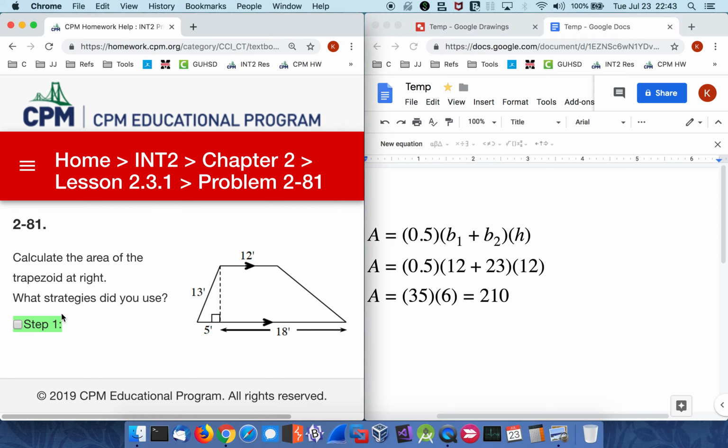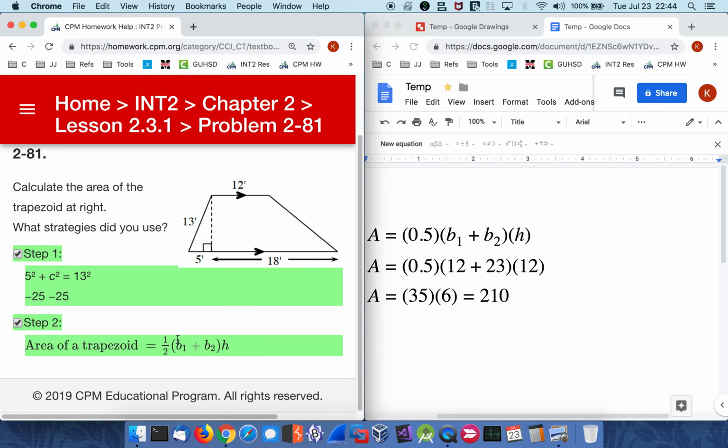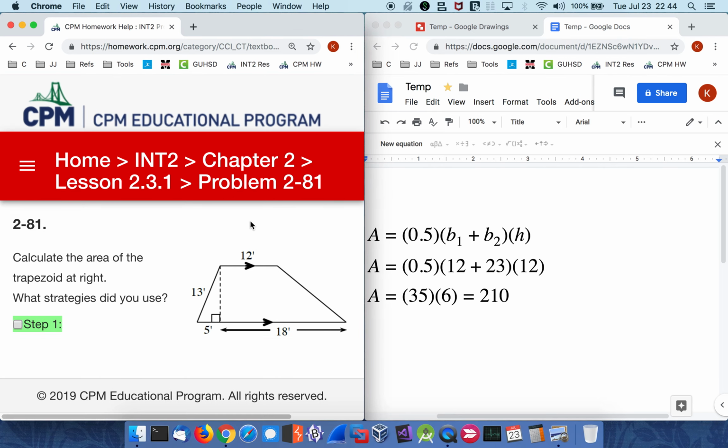All right, so calculate the area. What strategies did you use? Well, we just used the formula for the area of a trapezoid. Let's see what the answer was. 5 squared plus c squared equals 13 squared. Oh, yeah, so subtract 25 from both sides. Area of a trapezoid equals 1/2 of base 1 plus base 2 times height, which is what we did. So they don't give you the answer, but assuming we did our arithmetic correctly, there we go, 210. All right, second problem down. Let's move to the next one.